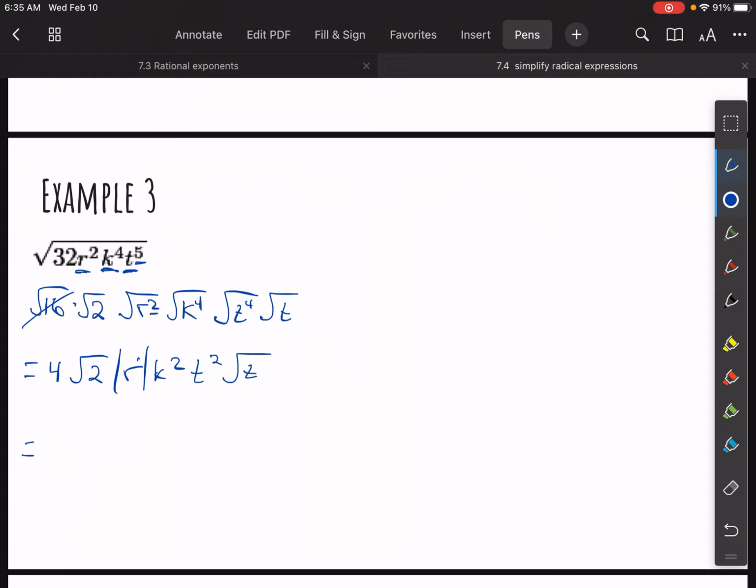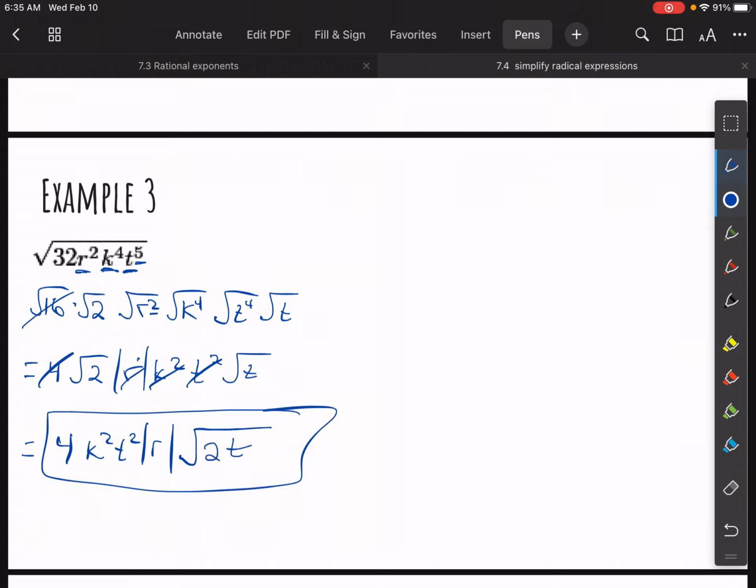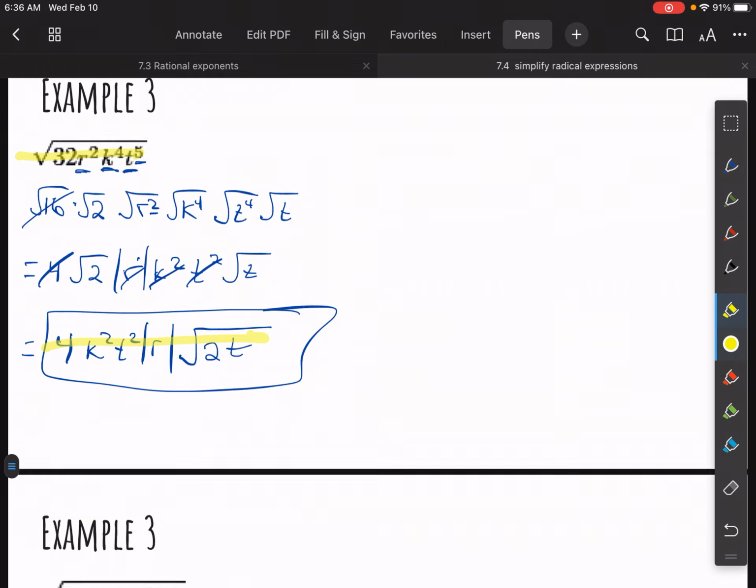Now everything that's pulled out stays out. So 4 k squared t squared square root of r. That takes care of all these. And then we're going to multiply that all by the root of 2t, and now this is simplified. Now, what I mean by simplified, you guys, is this has the exact same value as this. And it's written in a way where I can plug the same thing in for t, k, and r and get the same value out. But I pulled anything that was perfect outside of the radical.